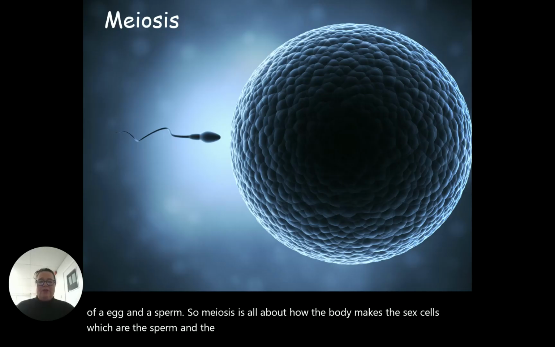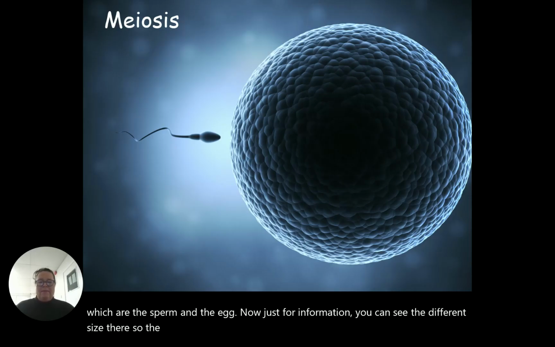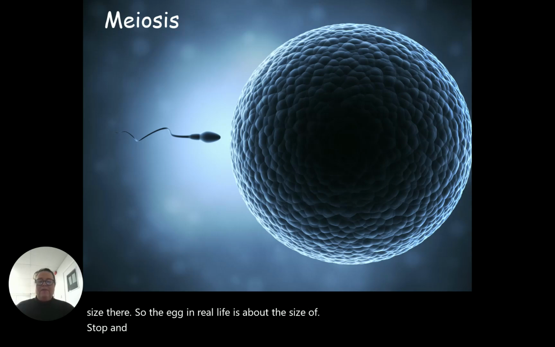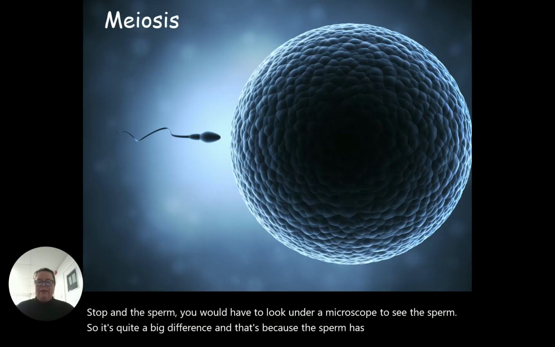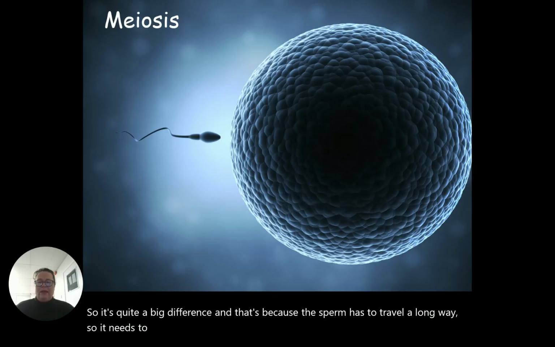Now, just for information, you can see the different size there. So the egg in real life is about the size of a full stop, and the sperm, you would have to look under a microscope to see. So there's quite a big difference, and that's because the sperm has to travel a long way, so it needs to be small and light. Anyway, let's get into it.